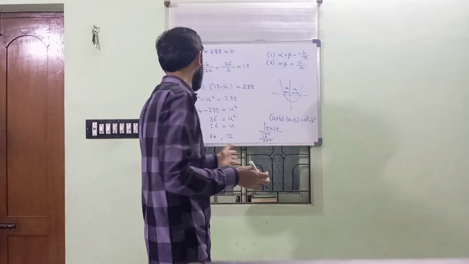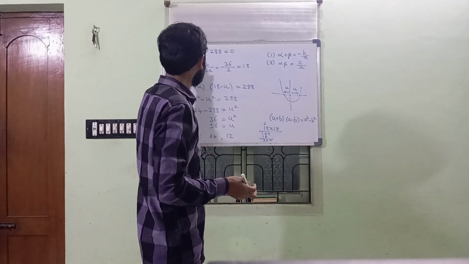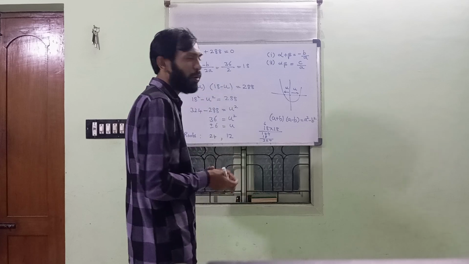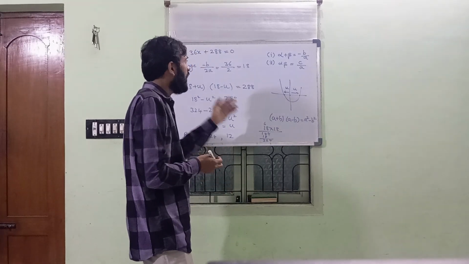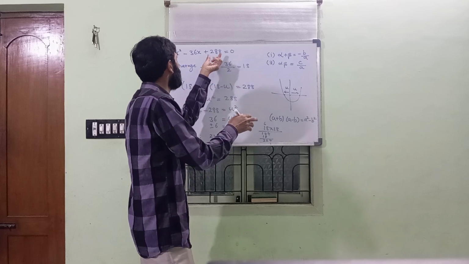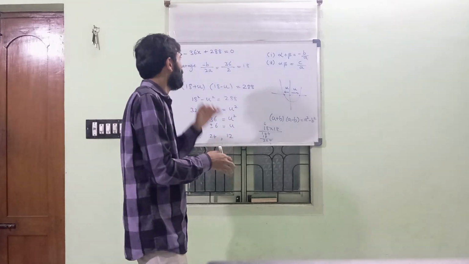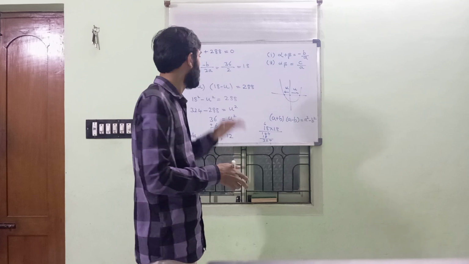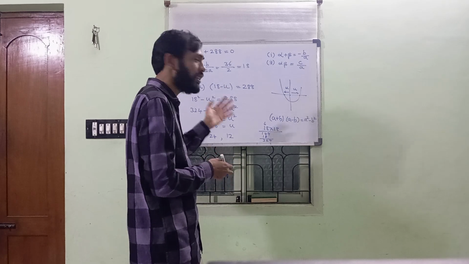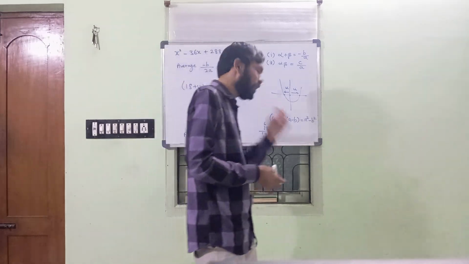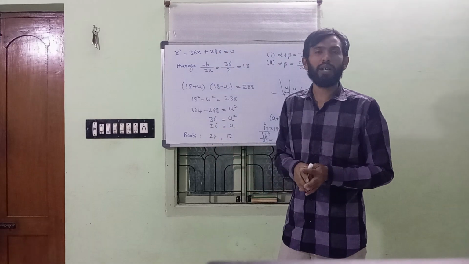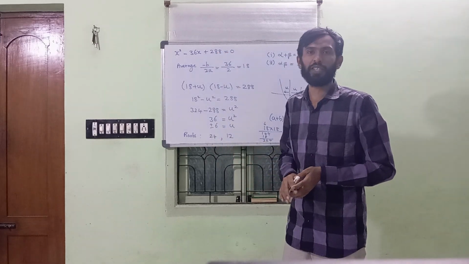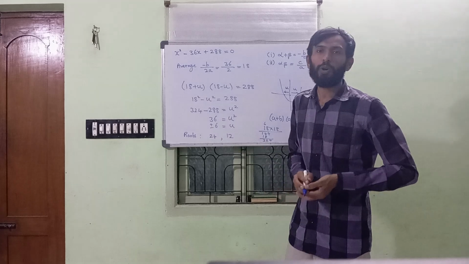So in this method, without using the formula, without factorization of 288, and without using the square completion method, we can solve this question easily. So I recommend this method only if the number is large. If the number is smaller, you can just do the factorization method. I hope you will understand.